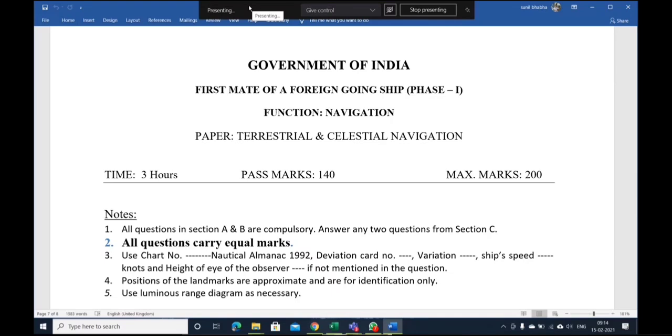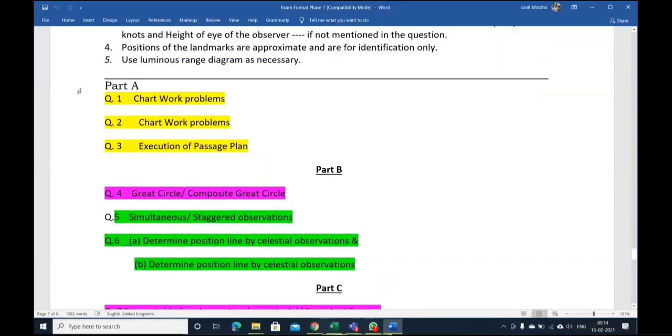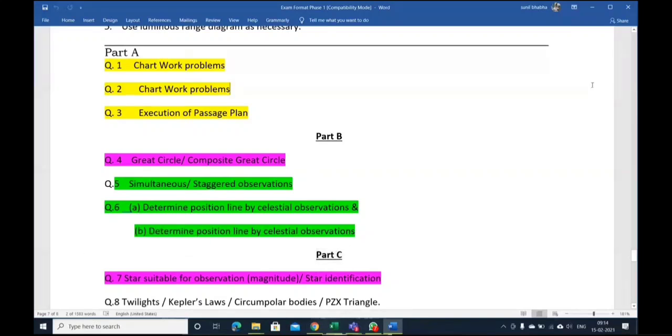Since I am taking up navigation with you, right now what you see on the screen is the format for the navigation paper. Now this is a 200 marks paper and the duration of the paper is 3 hours. Passing percentage is the highest in this paper, the highest you have anywhere in any grade from second grade to ASM. That's 70%. And this paper is divided into 3 parts: part A, part B, and part C.